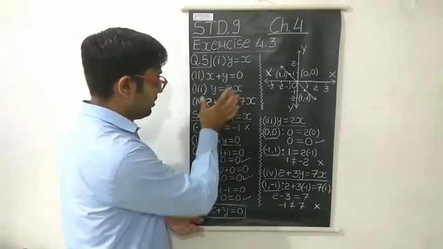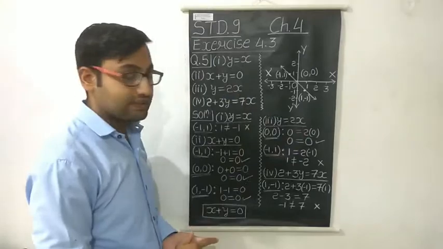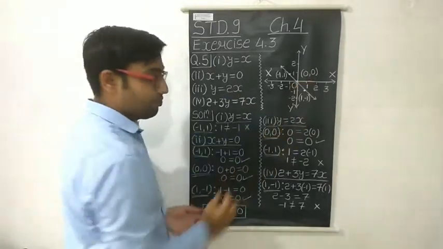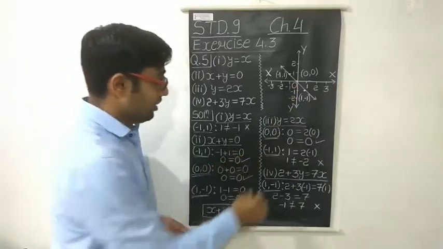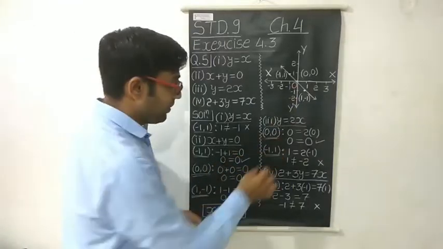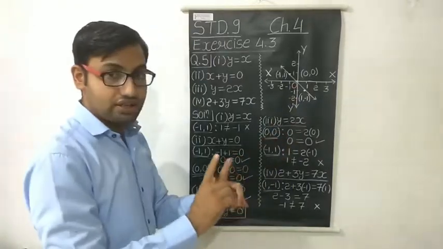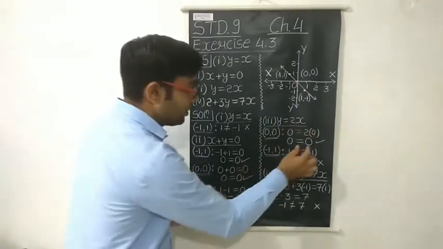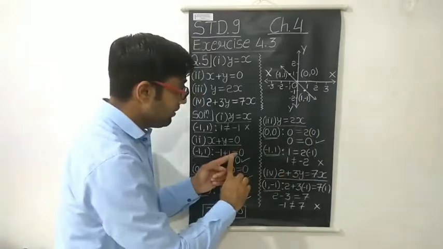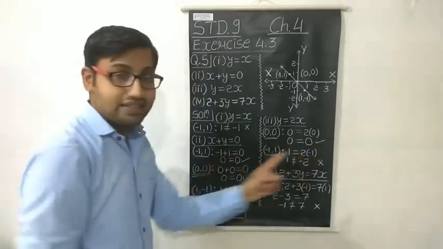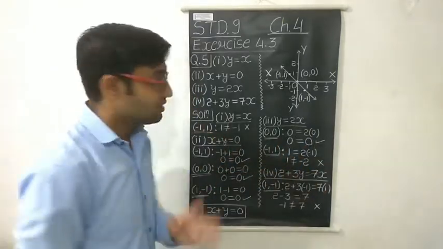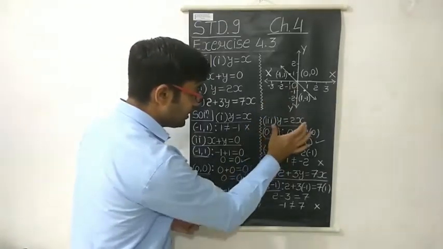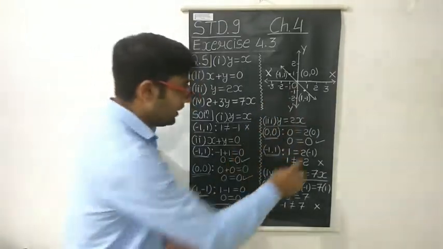Now let us take the third, that is y equals 2x. Now check the points. Let's start from the point (0, 0). When we put (0, 0), the y and x coordinates are both 0. So y is 0, and 2 times x is 2 into 0, which is 0. Again the left hand side and right hand side are equal. That means the origin (0, 0) satisfies this equation, right?